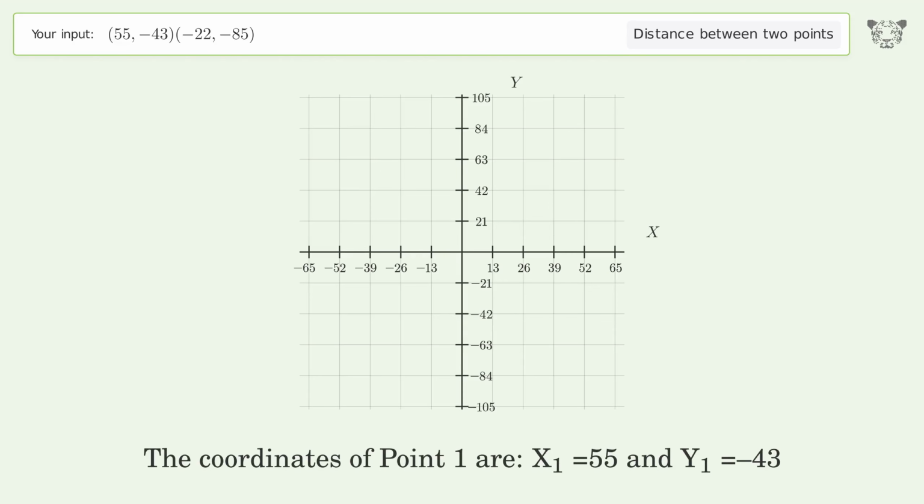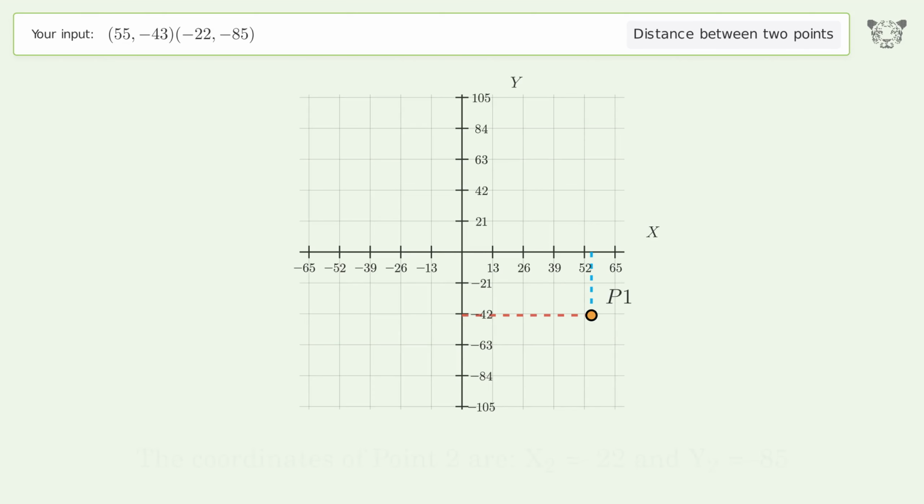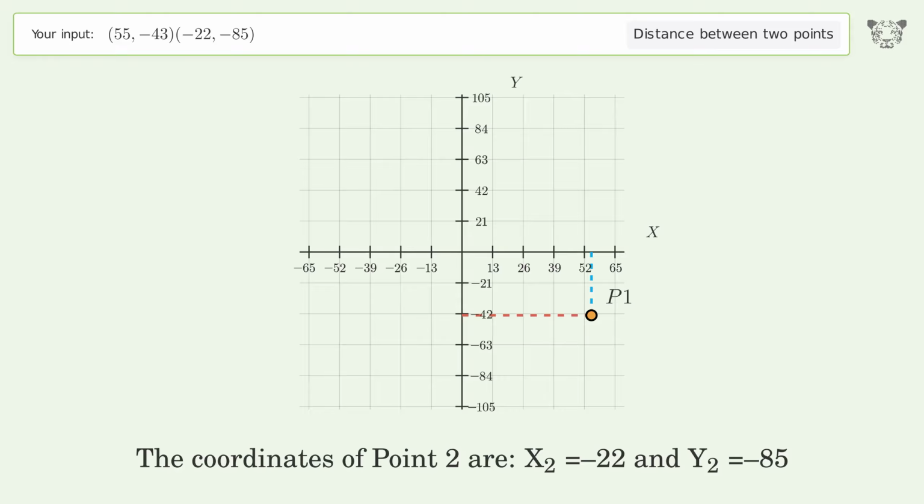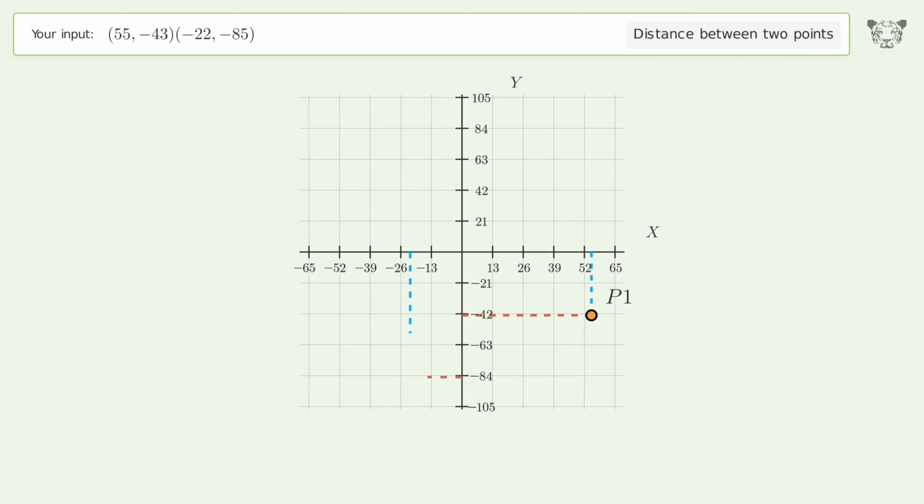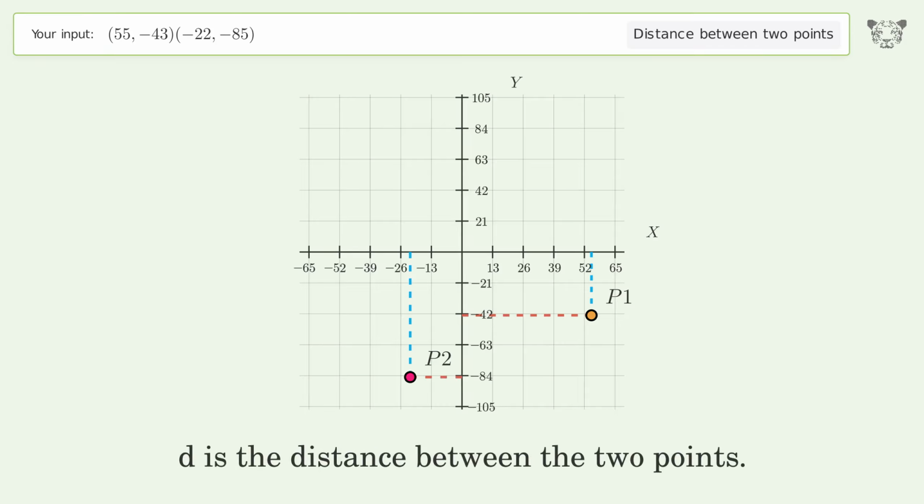The coordinates of point 1 are x1 equals 55 and y1 equals negative 43. The coordinates of point 2 are x2 equals negative 22 and y2 equals negative 85. D is the distance between the 2 points.